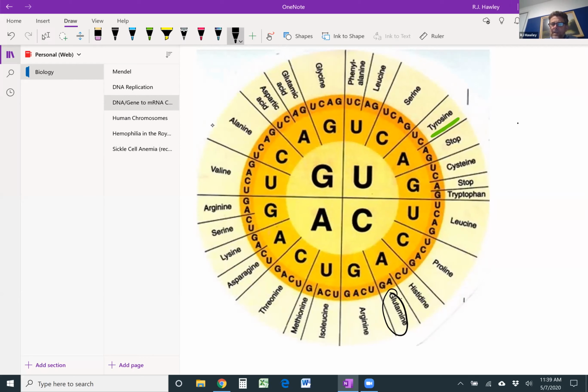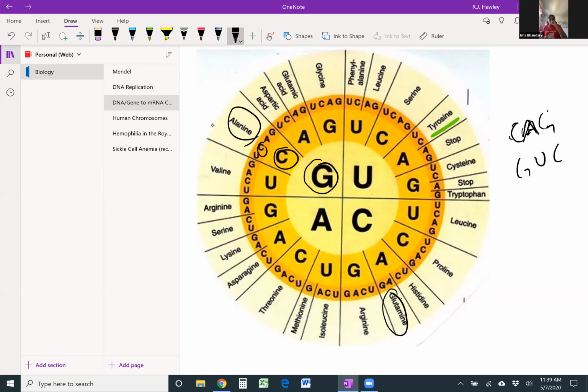Sorry. So it was CAG. Do you have to make it into an mRNA? So we have to make it into an mRNA. So that's going to be GUC, right? So it should be valine in there. But actually, it's GAC. So it's aspartic acid. Oh, okay. So you build the wrong protein.